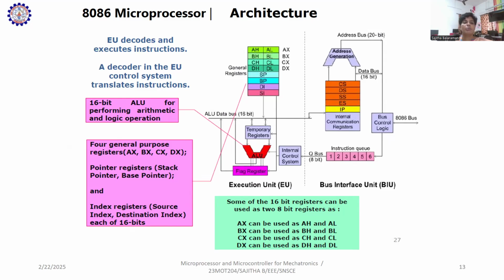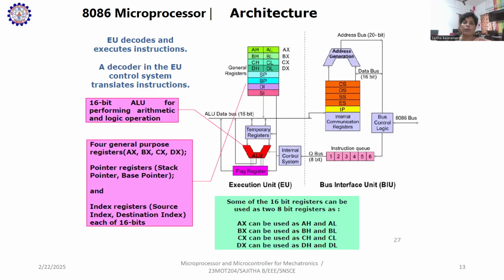A 16-bit ALU is used for performing the arithmetic and logic operations, and the four general purpose registers, as we know, AX, BX, CX, and DX, also help in this operation as seen earlier. Some of the 16-bit registers can also be used as 8-bit registers. Again, I'm putting the question in front of you: can you say how AX is being put as two 8-bit registers? Yes, they are split as AH and AL.